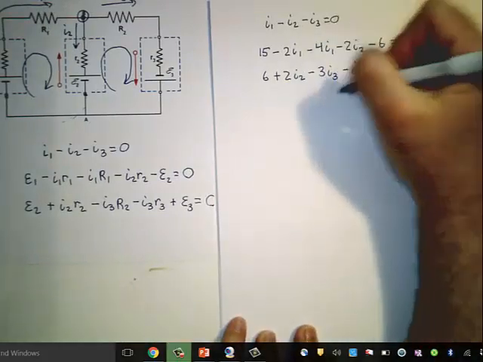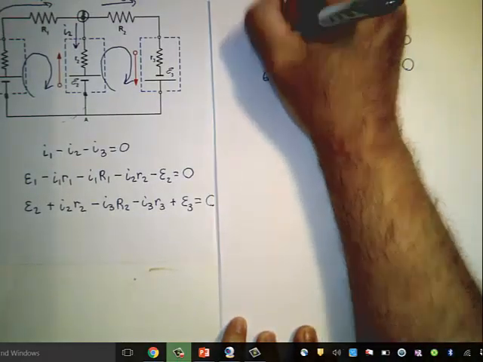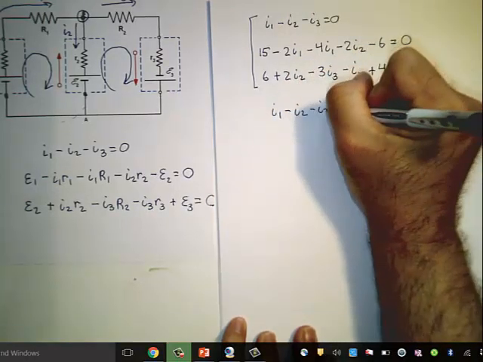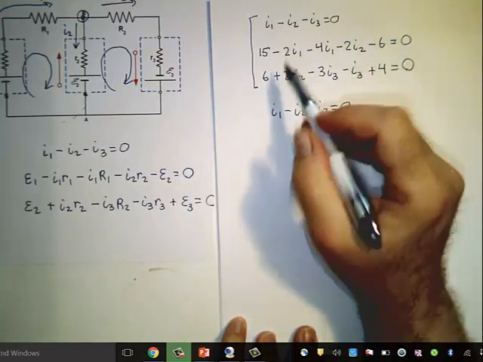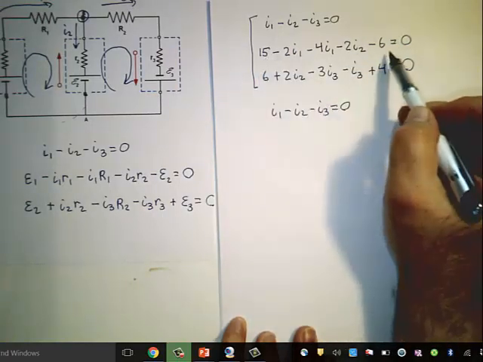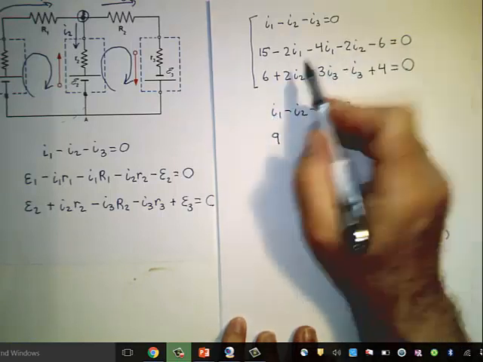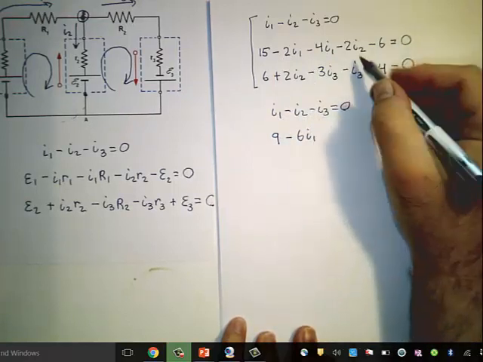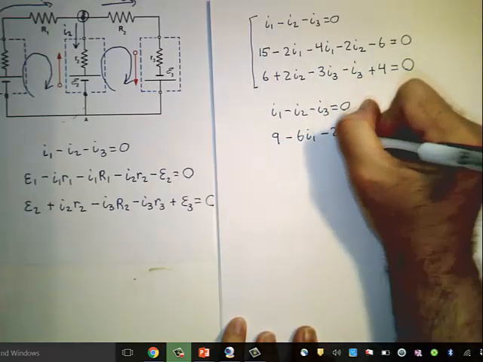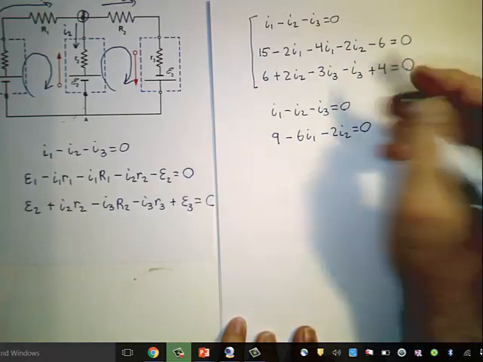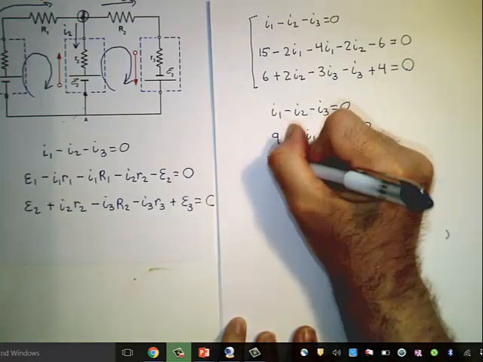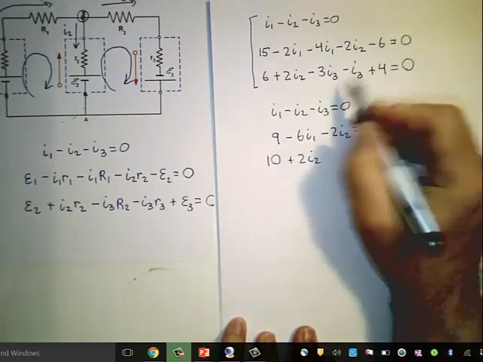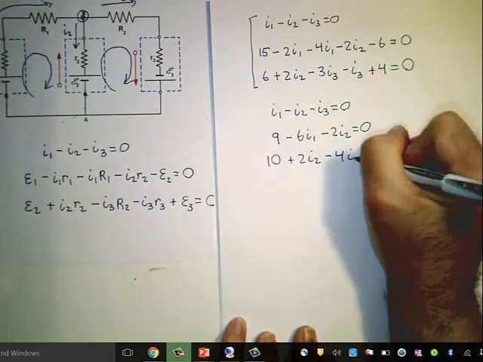So, to make this system of equations a little prettier, we'll say I1 minus I2 minus I3 equals 0. Here, let's bring together some like terms. 15 minus 6 is going to be 9. We got a pair of I1s, that's going to be minus 6I1 and minus 2I2. Here we've got 10. Bring the I2s together, plus 2I2. Bring the I3s together, minus 4I3.